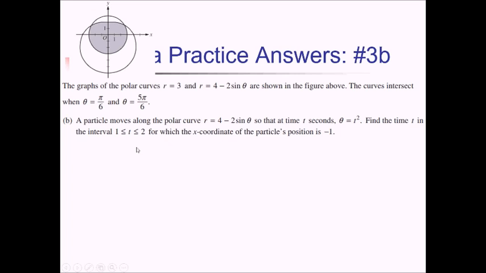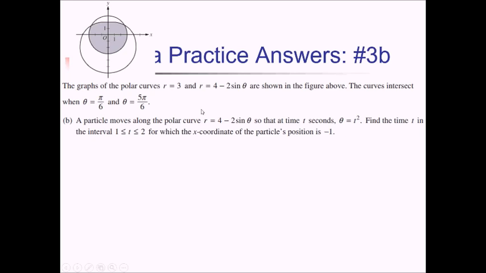For this part of the problem, we have a particle moving along the polar curve r equals 4 minus 2 sine of theta, so that's that cardioid curve there, so that at time t seconds, theta equals t squared. Well, that's interesting. We want to find the time in the interval between 1 and 2, at which the x-coordinate of the particle's position is -1.